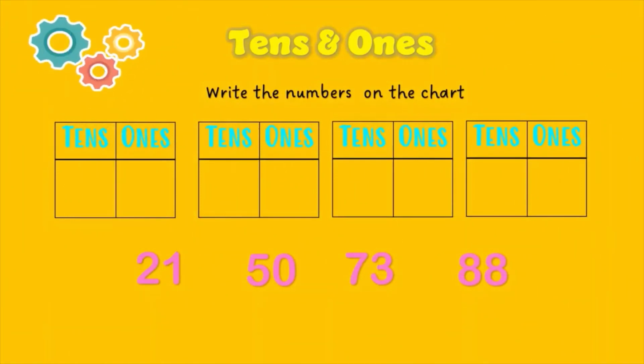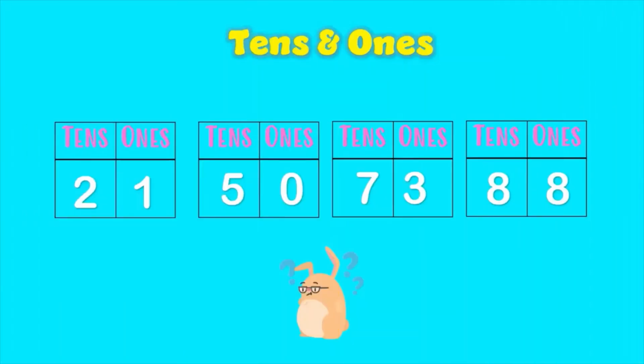Try these. Write the numbers on the chart. Twenty-one is 2 tens and 1 one. 50 is 5 tens and 0 ones. 73 is 7 tens and 3 ones. 88 is 8 tens and 8 ones.